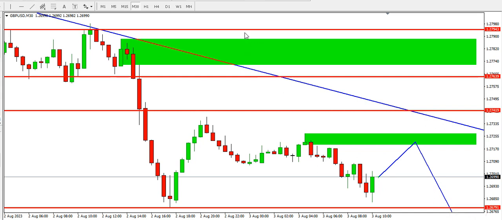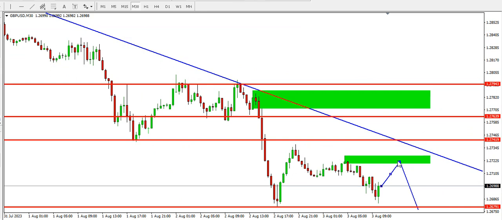But if price is able to push up to this point, we might see price dip. If price dips, price might meet with this support zone for price to have a change of character and then move up. But that is unlikely. It's unlikely to see price going down.